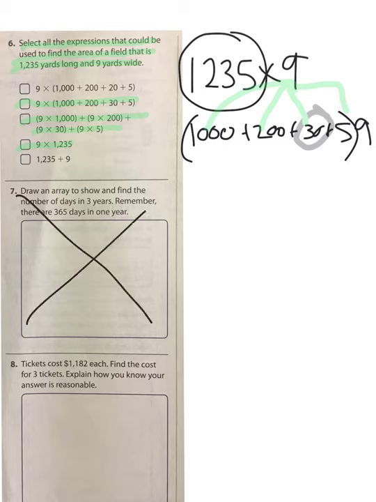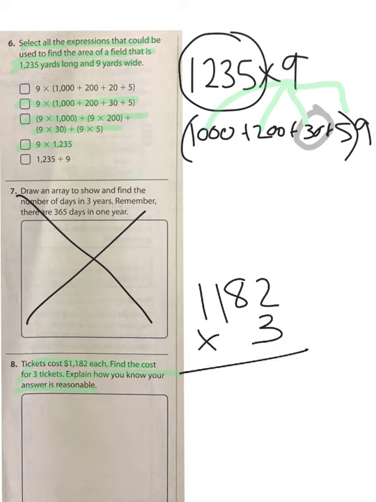Number 8. Tickets cost $1,182 each. Find the cost for 3 tickets. Explain how you know your answer is reasonable. 1,182 times 3, because each ticket costs $1,182 and we're going to buy 3 of them. We want to also explain how we know if our answer is reasonable.